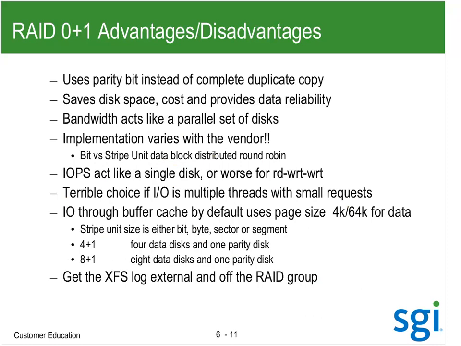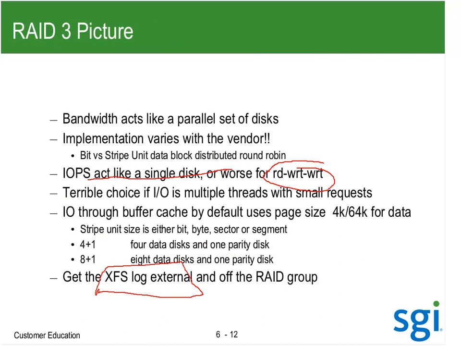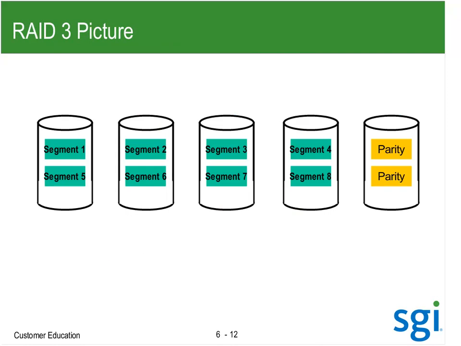RAID 3, parity bit instead of a duplicate copy. IOPS act as a single drive, but again, a read, write, write would be real bad. We always got external logs off these things, but nobody's really doing a RAID 3 anymore. With RAID 3, the RAID controller chunks up our data into segment size. And again, that segment size is configurable on the RAID controller. And then there is a 5th drive for the parity.